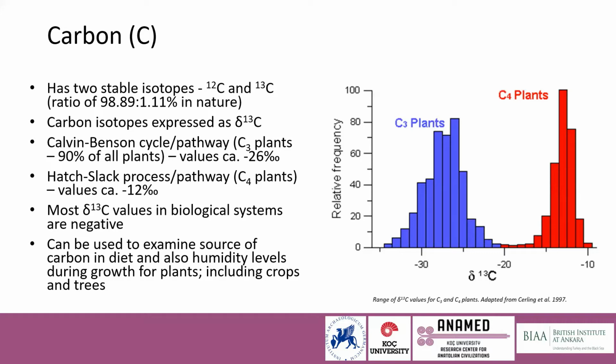Also, things to do with the plant stuff. I won't go into too much detail about plants because I know Tom in the next talk is going to go into more detail about that. But carbon is also useful for the humidity levels during the growth of plants, particularly applied to crops and trees. This is what I was talking about before, about how crops are managed, where they're grown, and how they're grown. As I said, I'm not going to go into too much detail because Tom is going to cover that in the next talk.